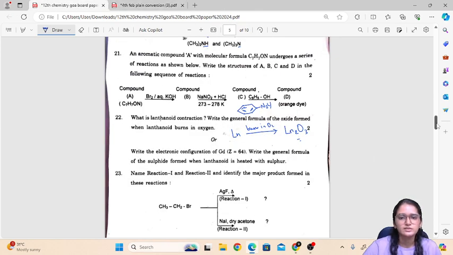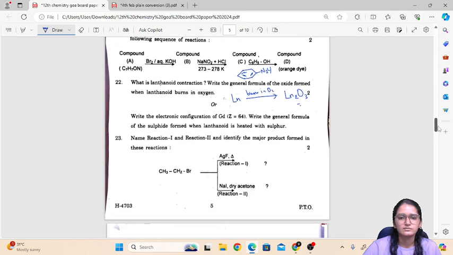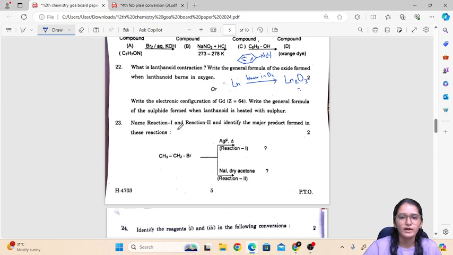Okay, now next is a reaction part. Name reaction 1 and reaction 2 and identify the major product formed in this reaction. These are the two reactions which are given, and you have to name both the reactions and also write the major products formed in them.